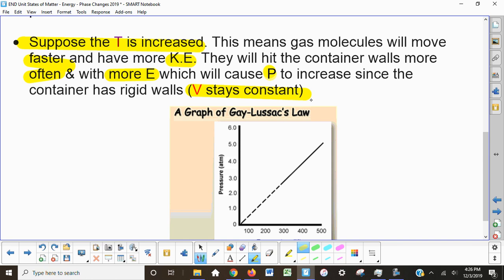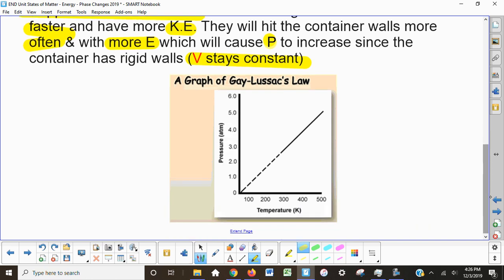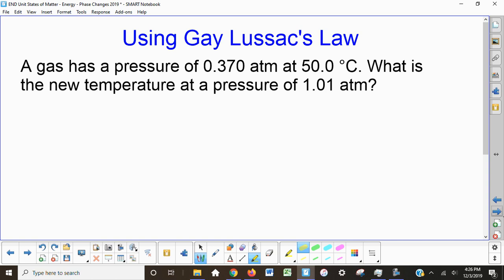If the container is flexible and can get bigger when the particles hit the walls, then pressure remains the same. But if the container cannot change sizes, that's when the pressure goes up. And so then there's a nice little graph showing Gay-Lussac's law. And a mathematical problem for this, just to show you an example, so you have this to refer to.